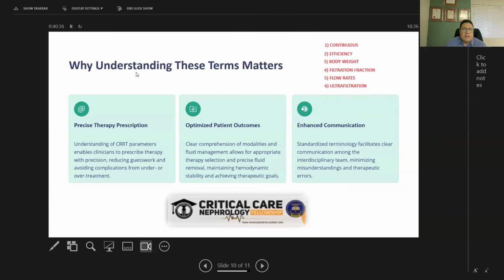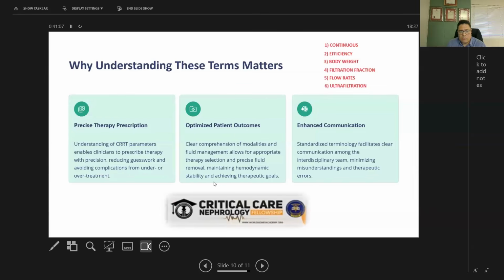So why are these terms important to know? Continuous efficiency, body weight, filtration fraction, flow rates, ultrafiltration. Well, if you're going to practice CRRT with any amount of precision, we all need to understand these parameters. We need to understand how to prescribe them. We need to understand how to administer them to the patient without guesswork, and to avoid complications of underdosing, overdosing, or undertreating or overtreating the patient.